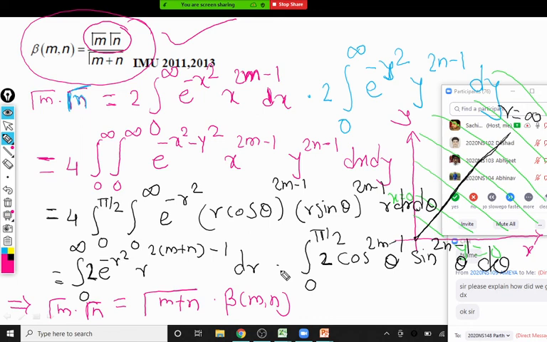So there are two important tricky steps. Step number 1, we start with gamma m into gamma n, where we use the second definition of gamma. Next, we convert into a double integral and transform it to polar. So these are the two important things you should know. Then the remaining calculations are simple.